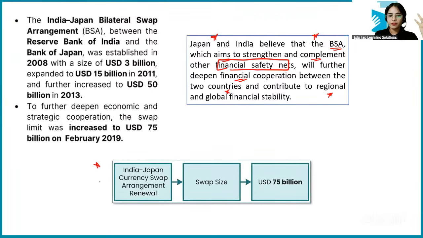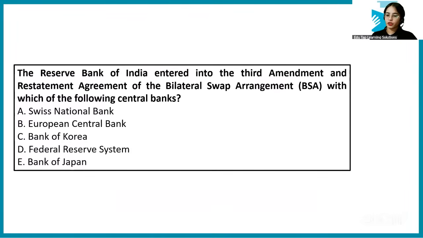So here, through this infographic, you can remember the important idea that the bilateral swap arrangement is between India and Japan, and it is of the value of 75 billion. Now, give me the answers. This is the first question in front of you. Try to answer the question.